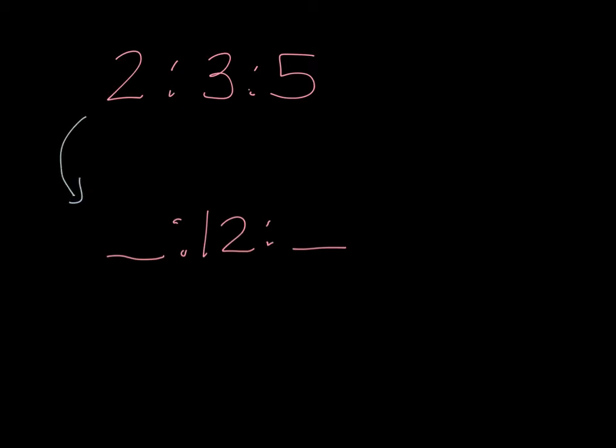Okay, each of these has to be changed by the same number, and the 3 to 12 is the one that I know, and I need to go down. My 3 is smaller than my 12, and I'm taking it times 4 to get my 12, so I have to do the same thing to the 2, which gives me 8, and the same thing to the 5, which gives me 20.